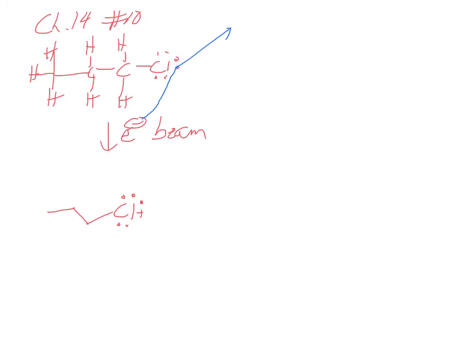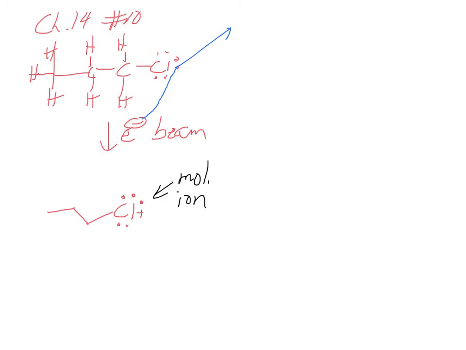Would this fragment show up in mass spec? Yes, it would. Why? Because it has a positive charge. That's why it shows up. What is this fragment called? The molecular ion. It's the whole molecule minus one electron. Electrons have mass, but do they have a lot of mass? No.